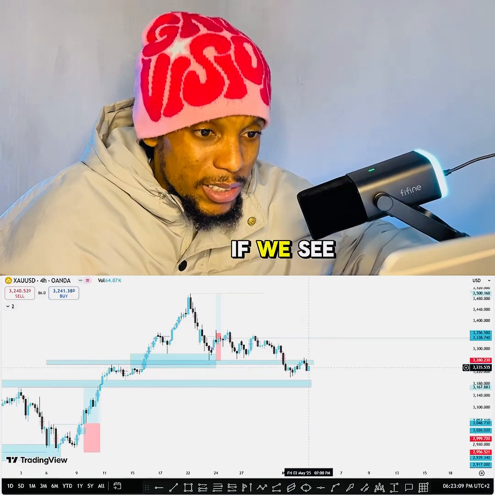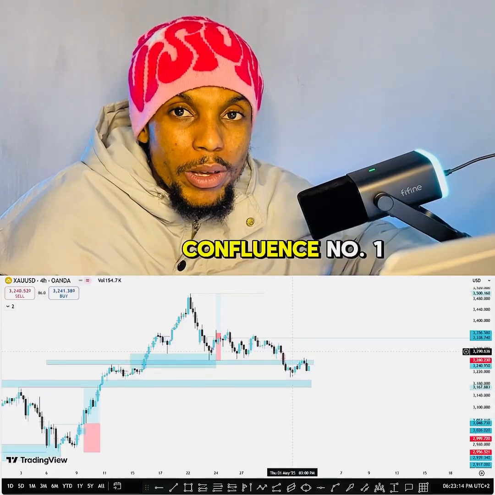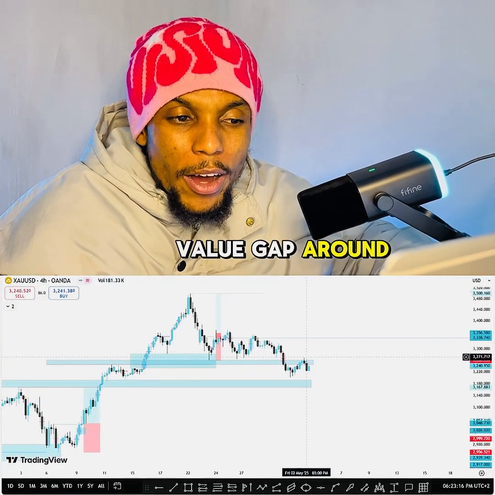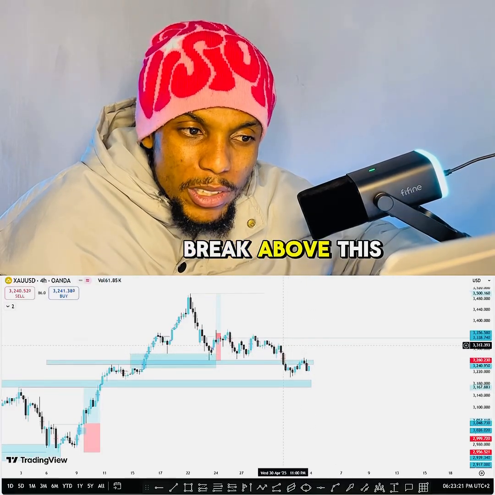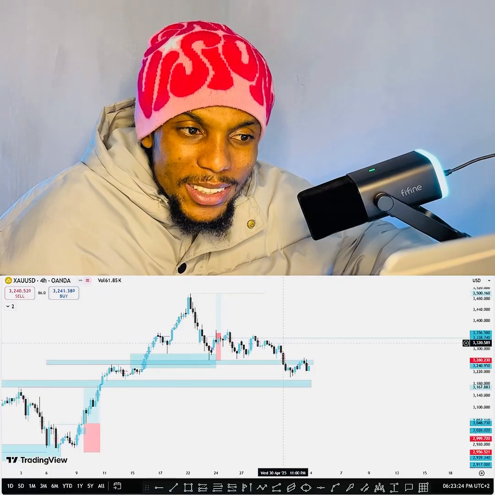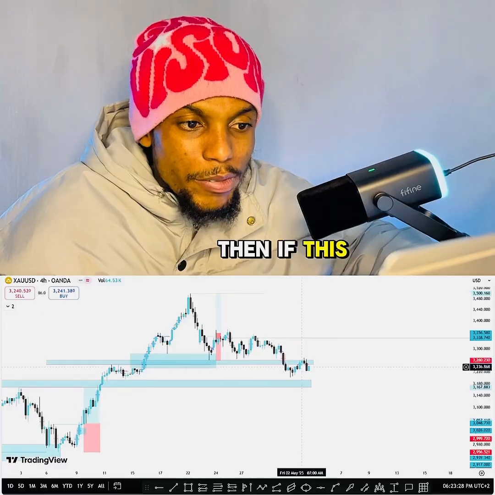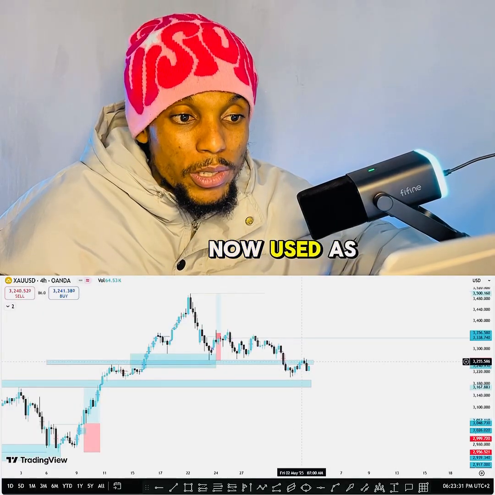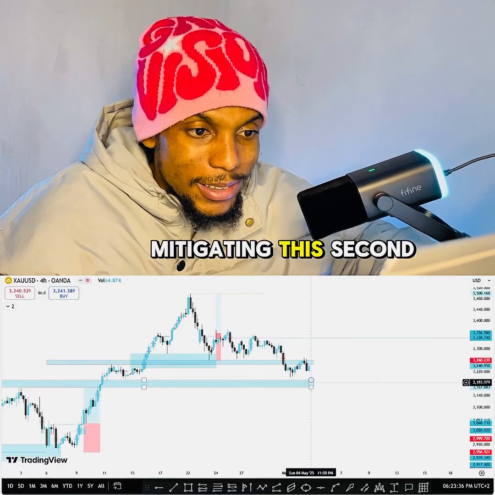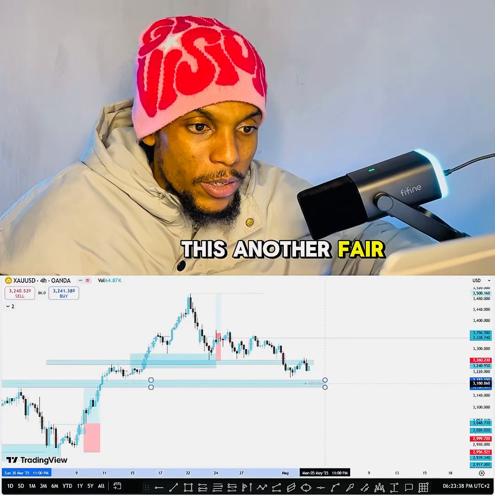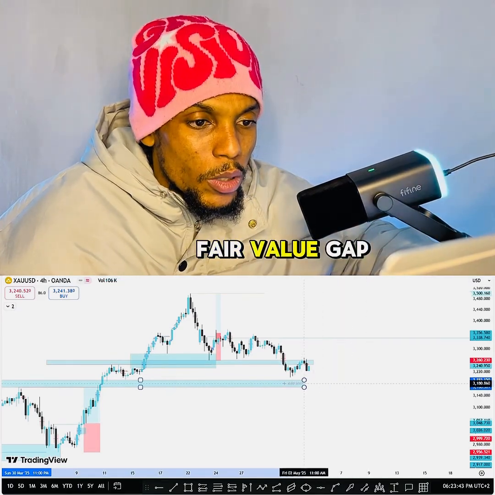But at the end of the day, if we see price move up from here, what I'll be expecting to see again as my confluence number one is a fair value gap around here, which is outside this weekly fair value gap, and then a break above this particular high, this high that brought price into this fair value gap. Then, if this fair value gap is not used, if it's actually now used as a resistance, what I'm going to be expecting to see is price mitigating this second weekly fair value gap. This is another fair value gap here. This is a weekly time frame fair value gap.